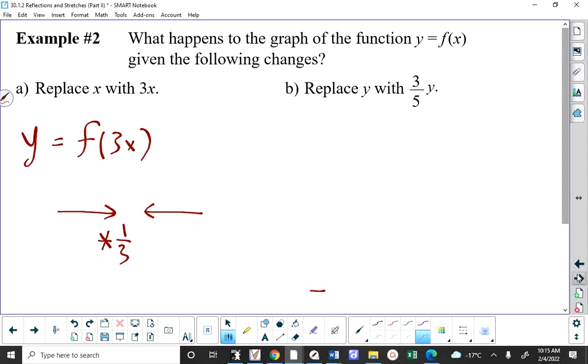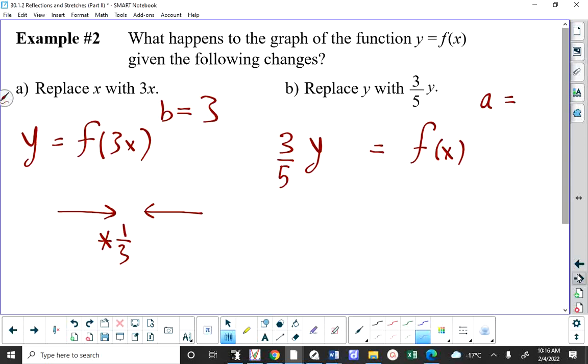It can be tricky. If we put 3 in front of x, this is saying b is 3. That's what it's saying. Okay. Now things get goofy. If I take y equals f of x, and I replace y with 3/5 y, what is the value of A?